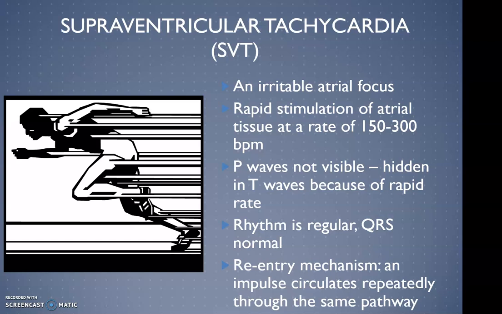You cannot usually see the P waves. They're usually hidden in the previous T wave because it's so fast. The rhythm is regular and the QRS interval is normal. So those are some signs to look for in an SVT.